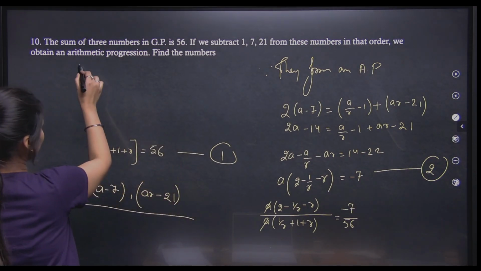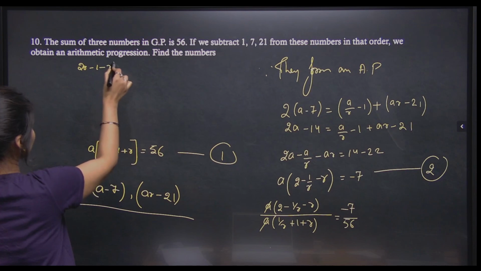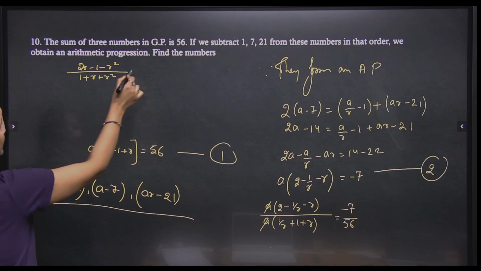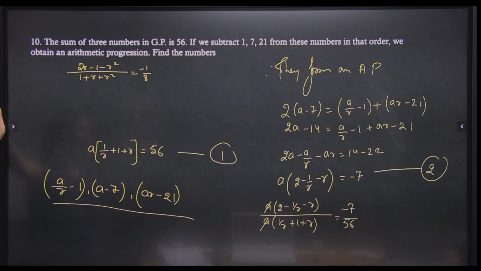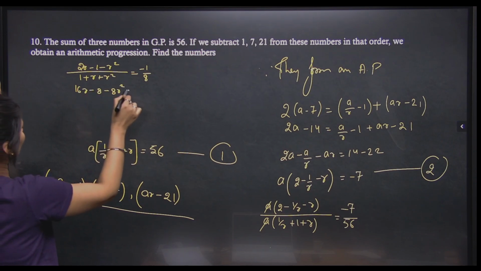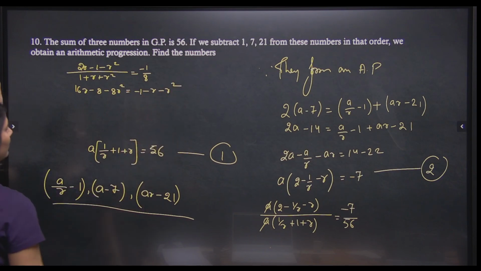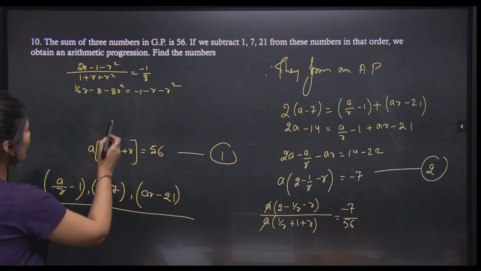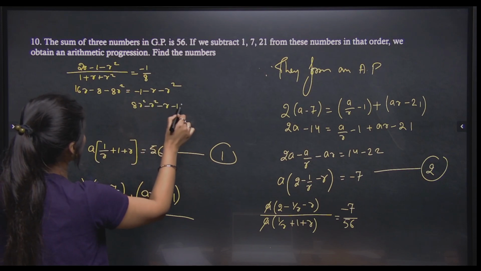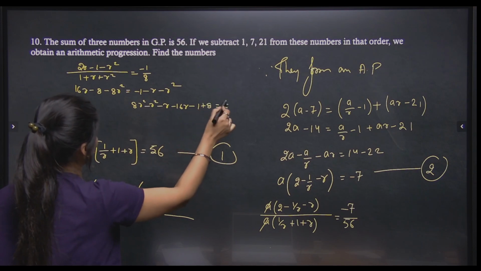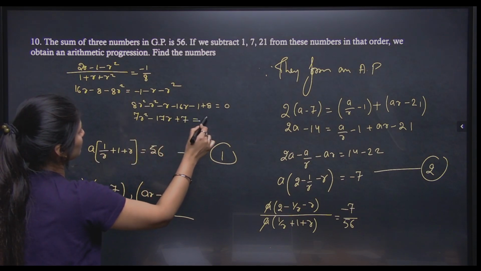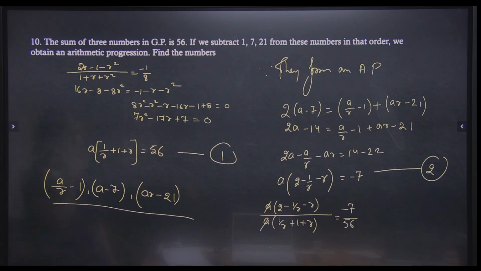So it is (2r - 1 - r^2) and at the denominator we have (1 + r + r^2), and it is -1/8, since 7 8s are 56. Now on cross multiplying it is 16r - 8 - 8r^2 equal to -1 - r - r^2. Now bring everything on that side. So 8r^2 this side, 8r^2 - r^2, then we have -r - 16r, then we have -1 + 8 is equal to 0. So it is 7r^2 - 17r + 7 is equal to 0.